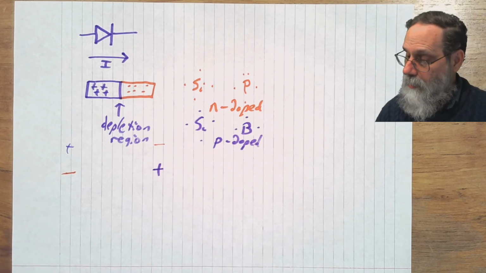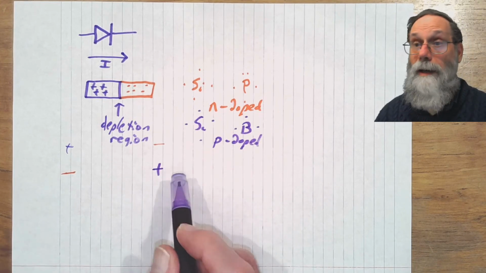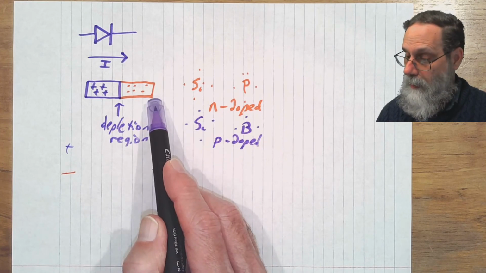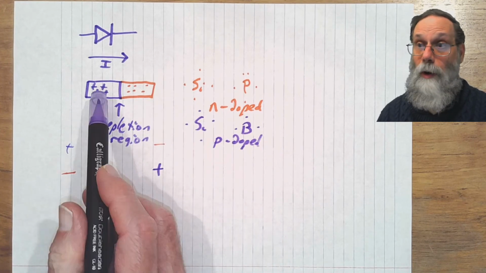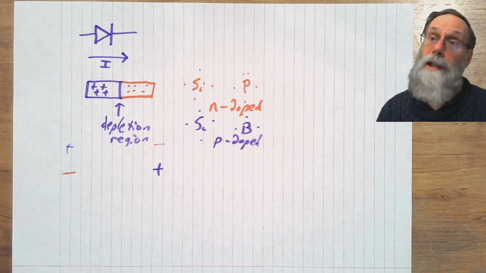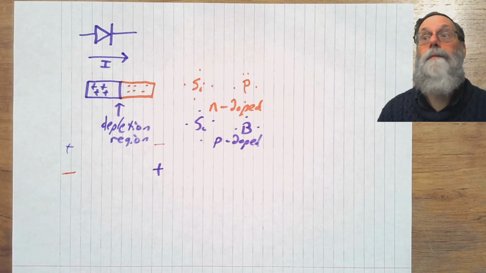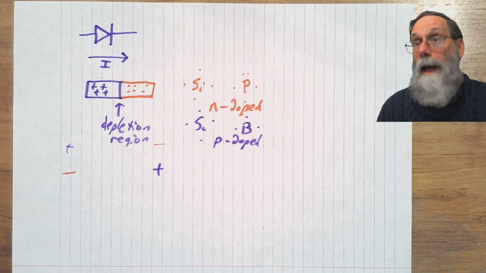Well, this positive charge is going to attract the electrons. The negative on this side is going to attract the holes, and you're basically going to make the depletion region thicker. It's not going to conduct. Capacitance is going to go down a little bit.